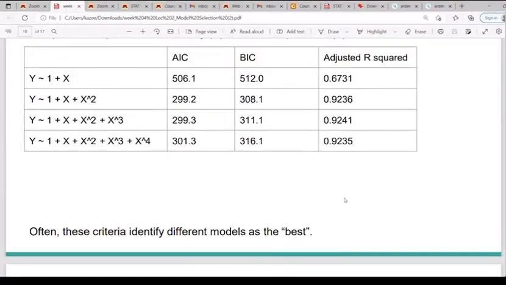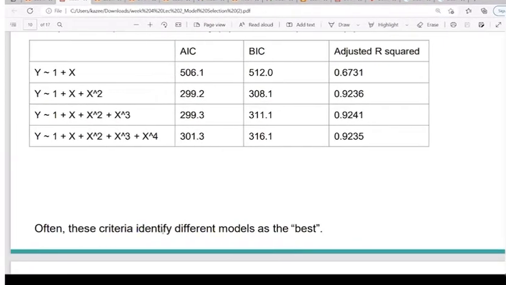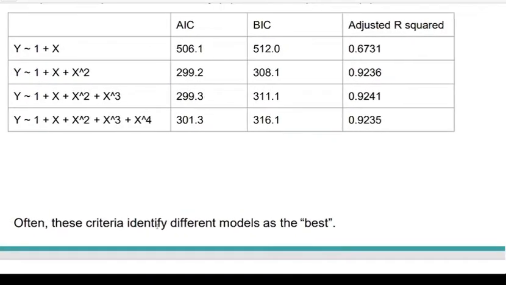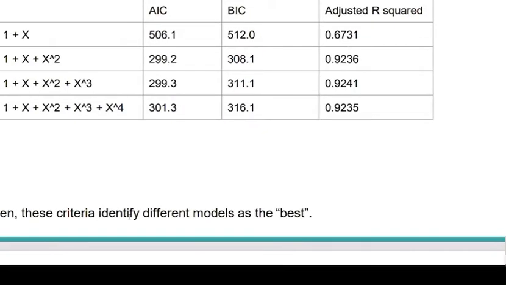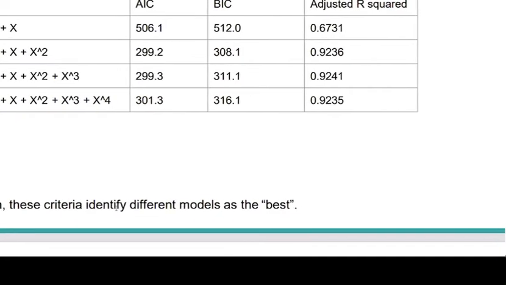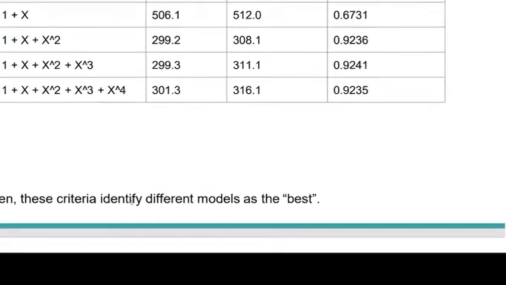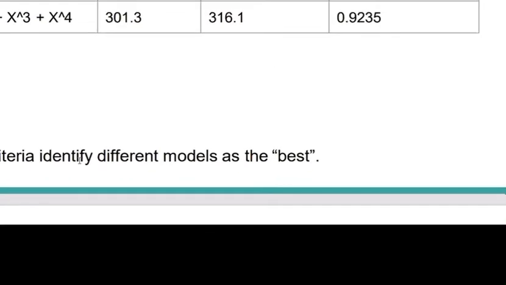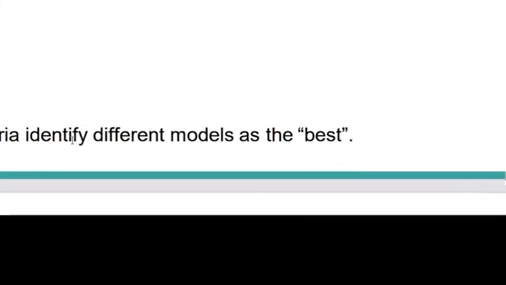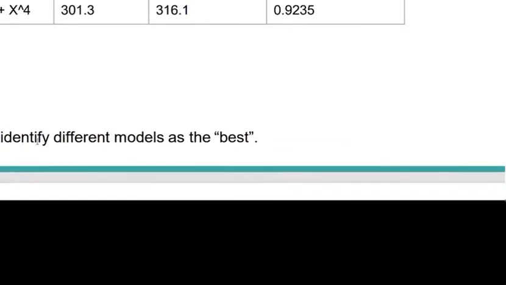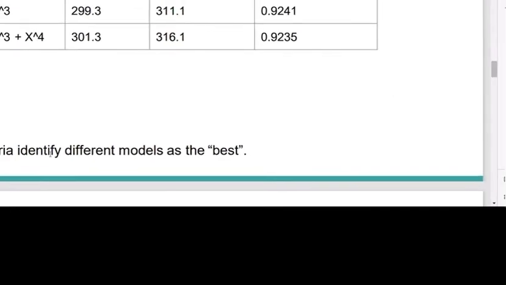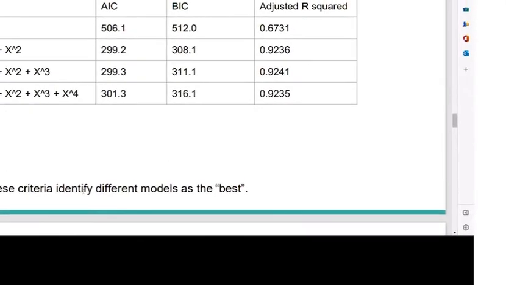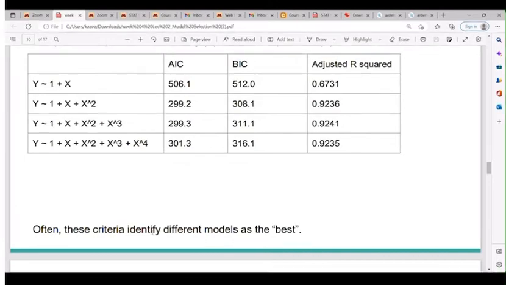So that was why I said often these criteria identify a different model as the best. I just showed you one now. But most of the time you're going to see that the AIC and the BIC basically agree. And of course, if you take a look at the adjusted R squared, you're going to see that the adjusted R squared that corresponds to the lowest AIC and the BIC may not be the one that we're going to rely on at the end of the day. I'm going to say this again. The adjusted R squared that corresponds to the lowest AIC and the lowest BIC is the one that we're going to choose.